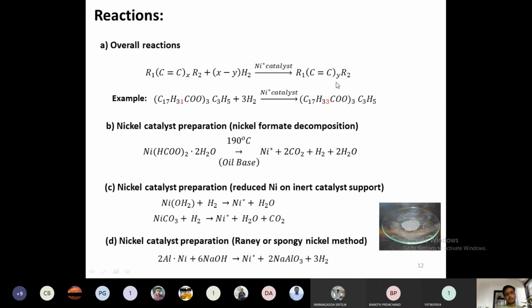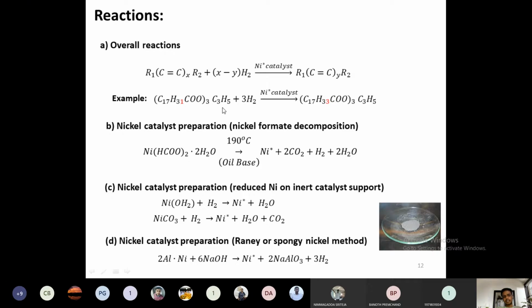So for example, you can take the linoleic acid here. This is the linoleic acid triglyceride. Overall, (C17H31COO)3C3H5 is a linoleic acid triglyceride. When we add three molecules of hydrogen to it in the presence of an activated nickel catalyst, we will obtain the hydrogenated, solidified linoleic triglyceride. So this is the overall hydrogenation process or hardening process.